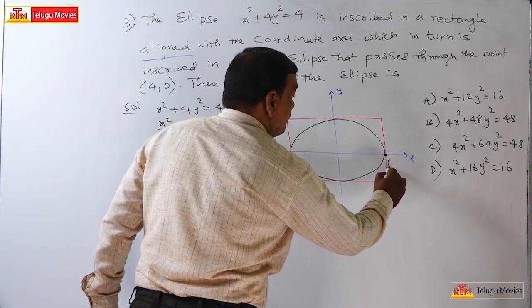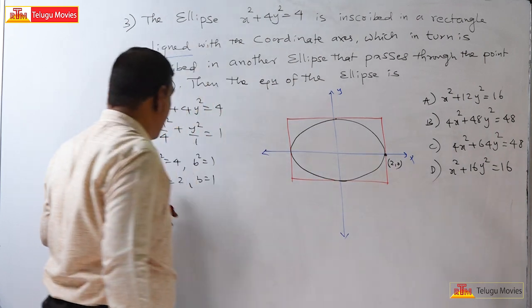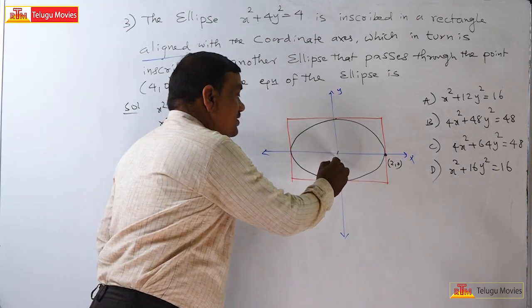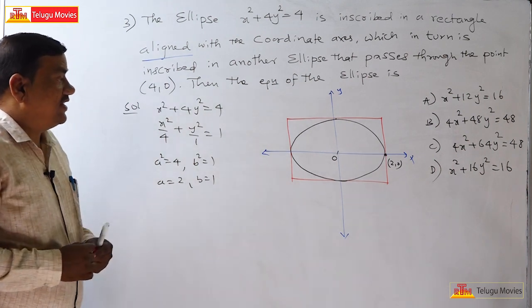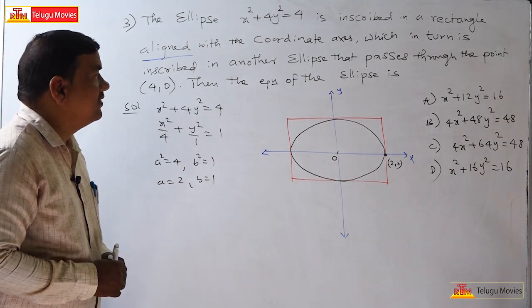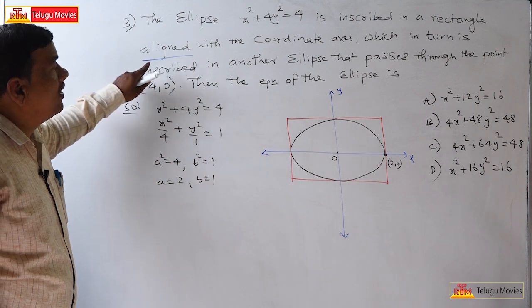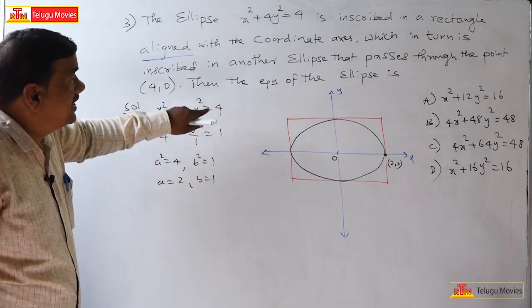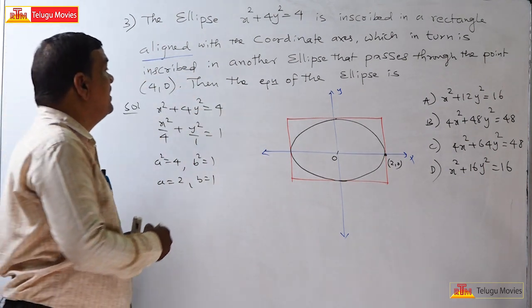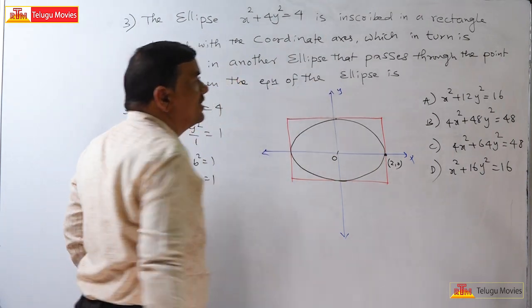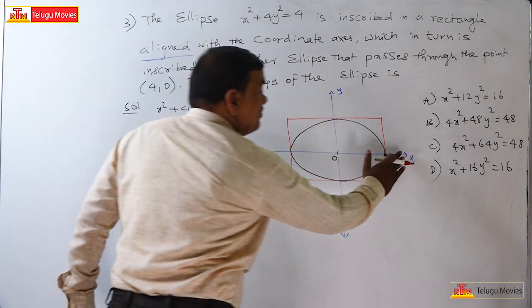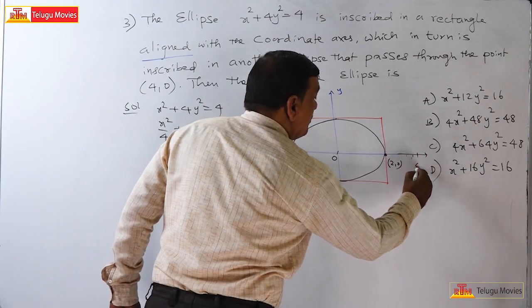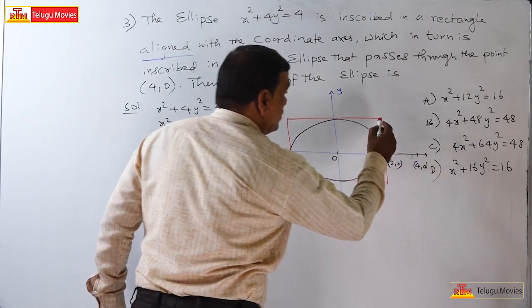Definitely this point will be 2 comma 0. Why? Because a value is 2. That means from the origin to this point is 2 comma 0. Now he is saying that this rectangle is in turn inscribed in another ellipse that passes through the point 4 comma 0. So the point 4 comma 0 will be approximately here.